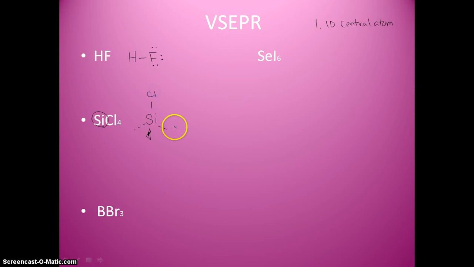Then now we just add the chlorines. You can see silicon is happy in the middle because it has 2, 4, 6, 8 electrons, because each of these lines equals 2. Now we have to make chlorine happy, so we're going to put 2, 4, 6, 8 on each. And on a test, we'd label this one tetrahedral.